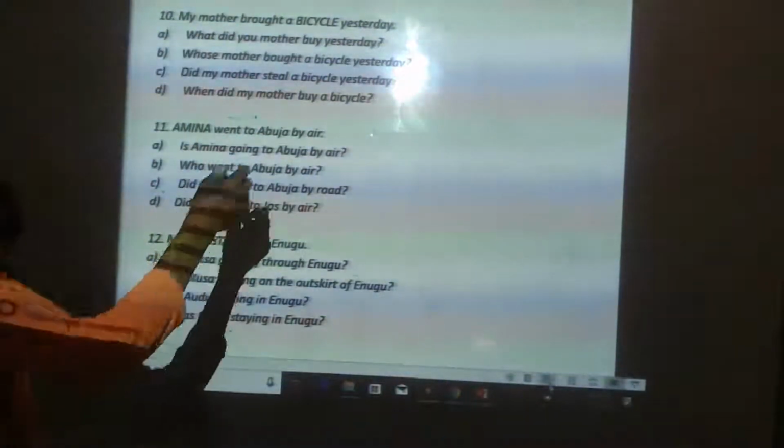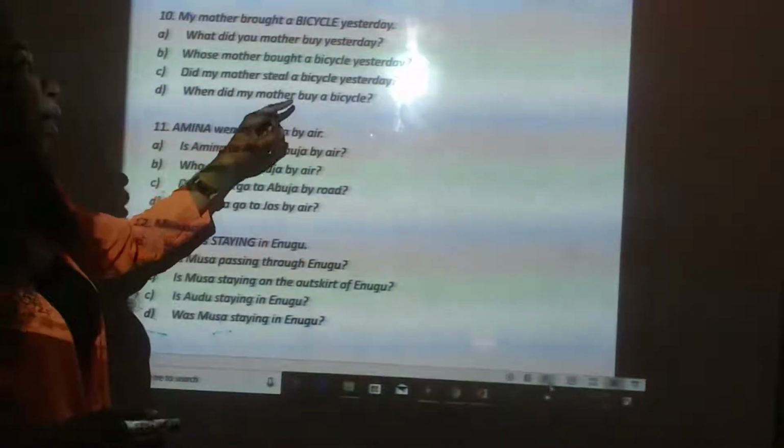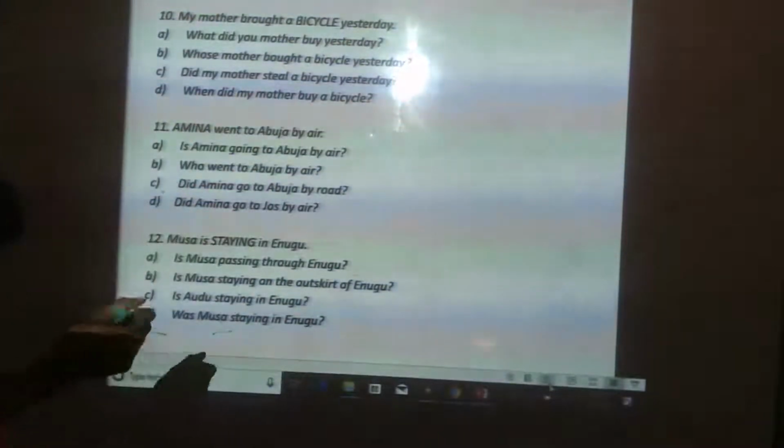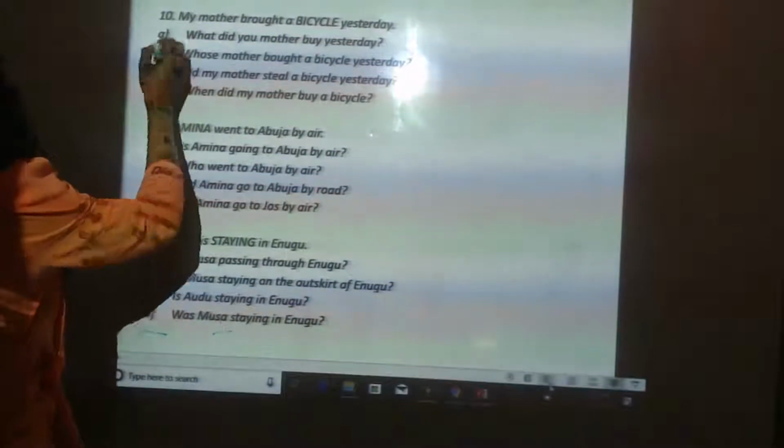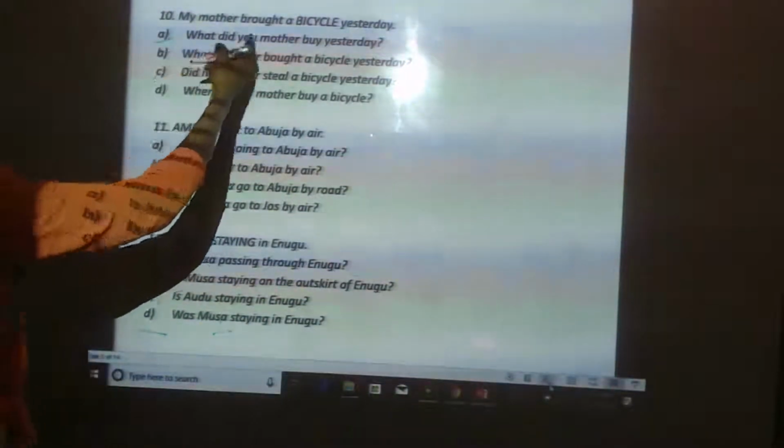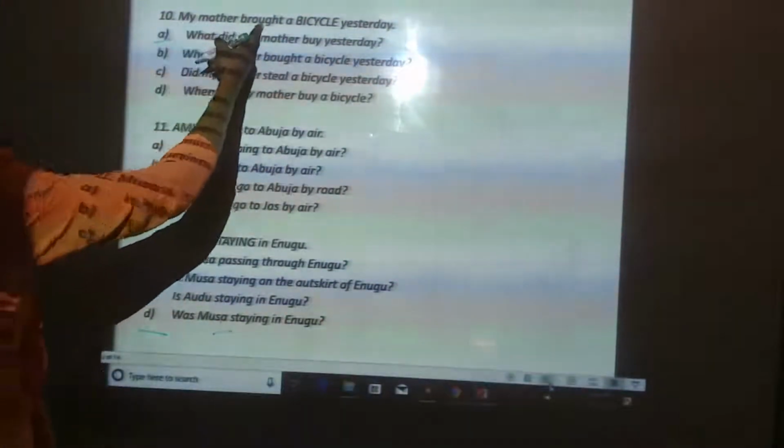Next we have number 10. My mother brought a bicycle yesterday, and the emphasized word is bicycle. A, bicycle yesterday. D, when did my mother buy a bicycle? Now, the answer is A. Why? Because it answers the question, what did your mother buy yesterday? The answer would not be was, my mother bought a bicycle yesterday.